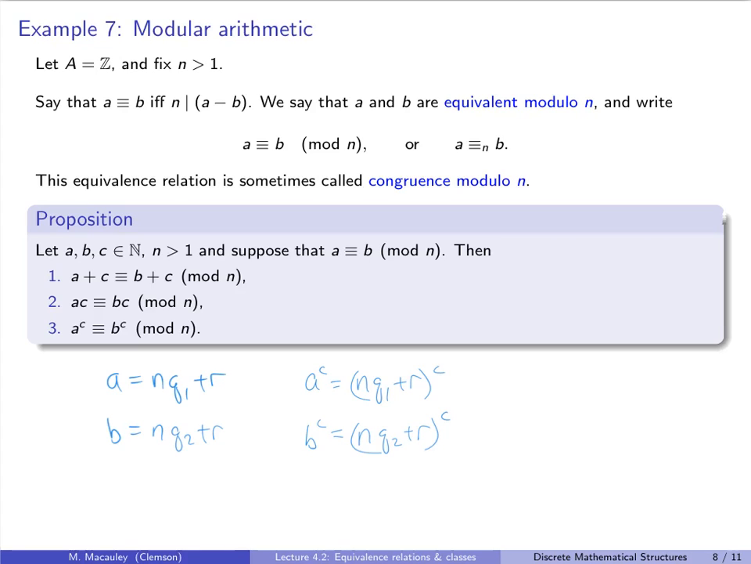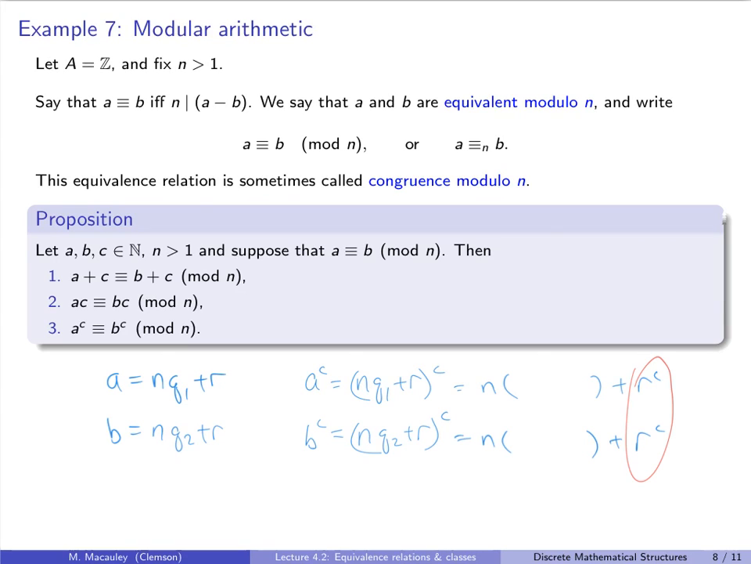Now c might be huge, but imagine multiplying this out, and what we're going to get is n times a whole bunch of terms, and then the only term that does not involve an n is going to be r to the c. And similarly down here we're going to get n times a whole bunch of terms, and then the only term that does not involve n is going to be r to the c. So in both of these cases they have the same remainder. We are dividing n into a to the c and b to the c, and we get some quotient and the same remainder.